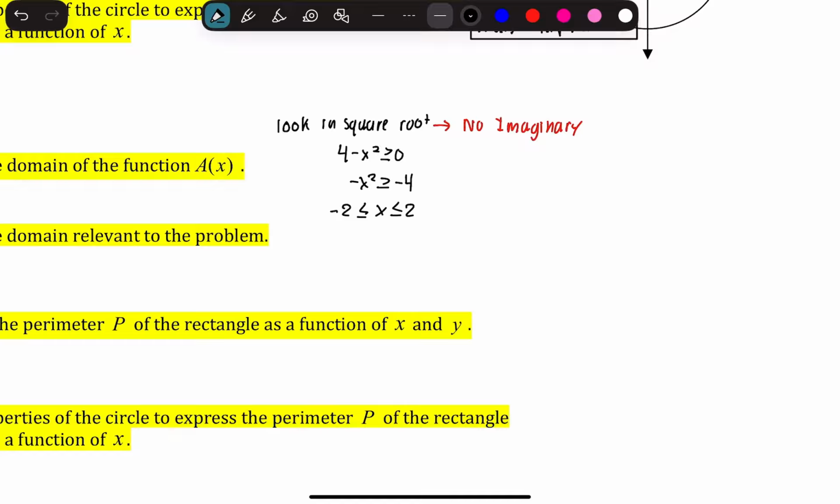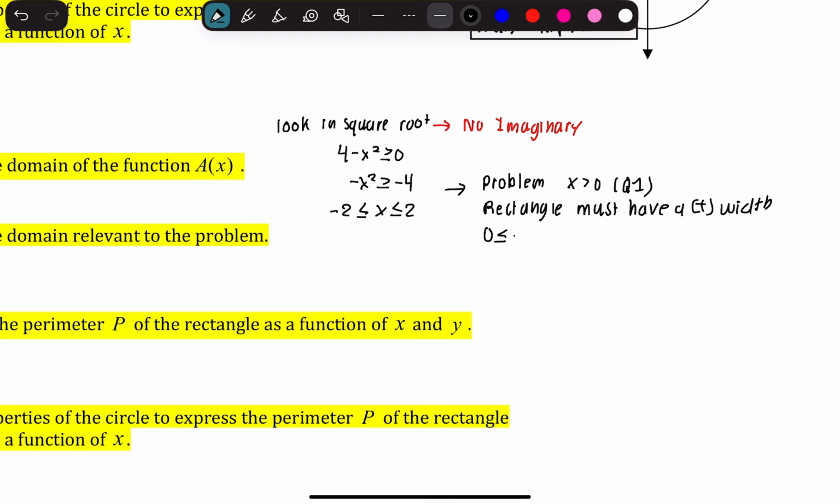So then we have to make sure that it's relevant to our problem. And we know that x has to be greater than 0, since it is in quadrant 1. That means that the rectangle must have a positive width. So what that means is it's going to be 0 is less than or equal to x is less than or equal to 2. That's going to be the domain.